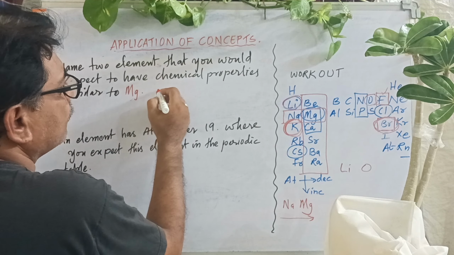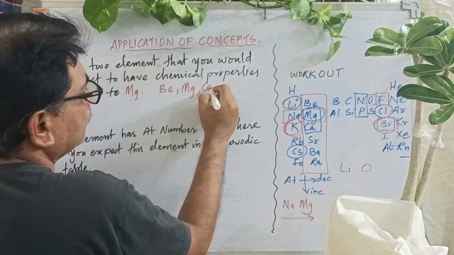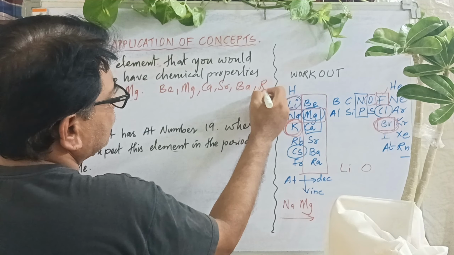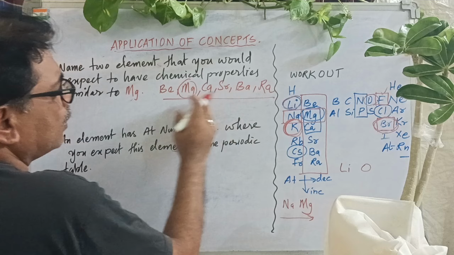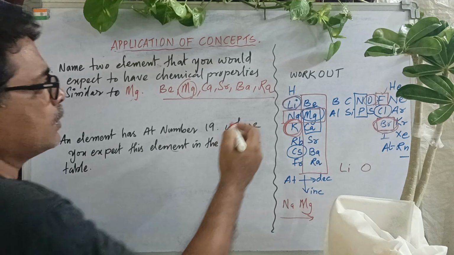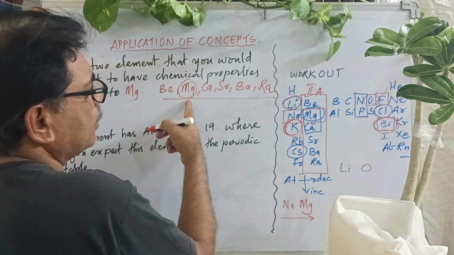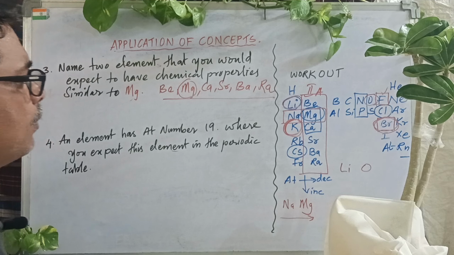So the other elements are what? Beryllium, magnesium, calcium, strontium, barium, and radium. These are the other elements. He has given magnesium, so any other two you can write from the others. It is nothing but the second A group elements, because where do you find magnesium? Second A group. So the other elements will have similar physical and chemical properties.